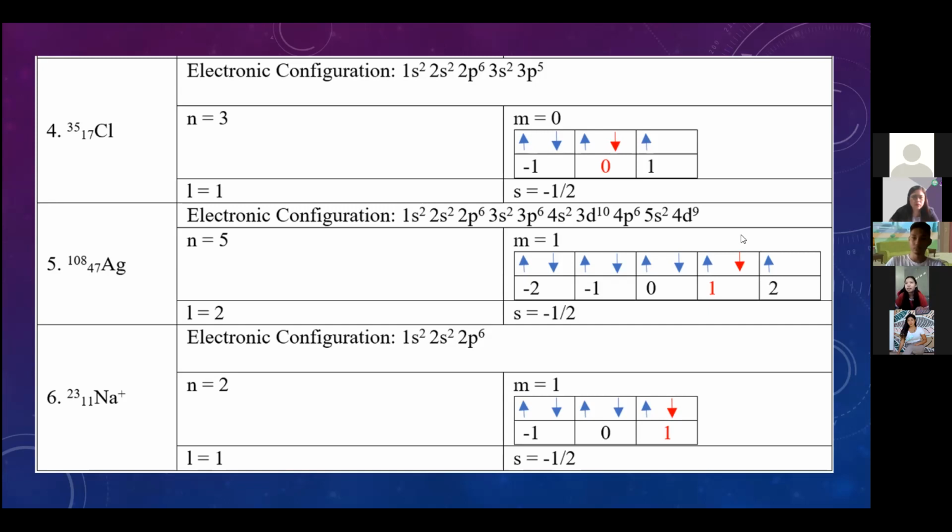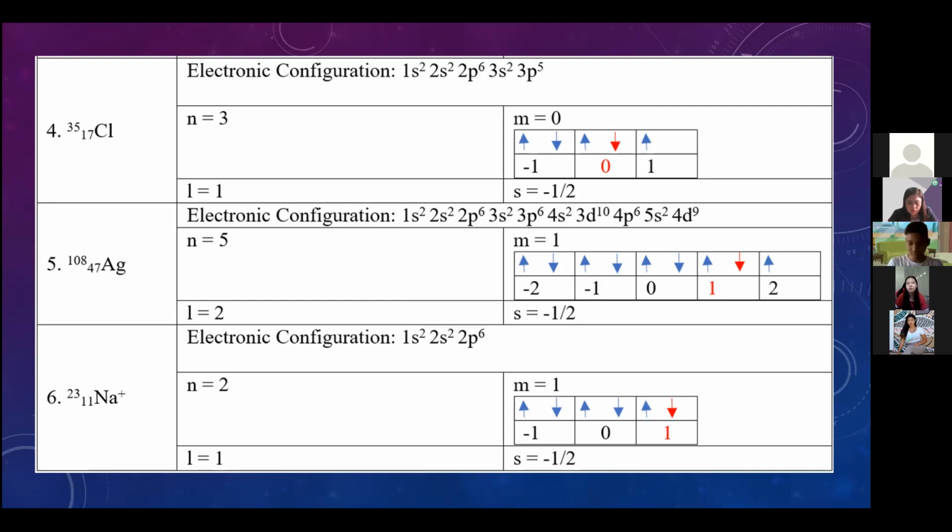We look at the number of electrons in our last subshell, which is 5. So 5 means 5 arrows, starting from the left upward: 1, 2, 3. Since we only have 3 boxes, we now proceed to drawing downward: 4 and 5. We stop here at the value of 0, therefore m is equal to 0. We should keep in mind that the orientation of our last arrow is downward, so our spin quantum number will be negative. So s is equal to -1/2.